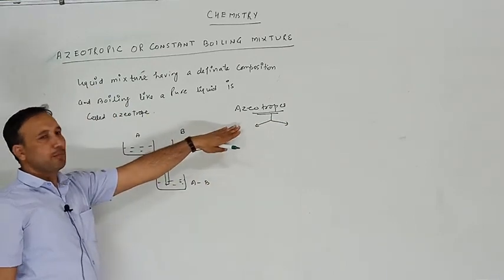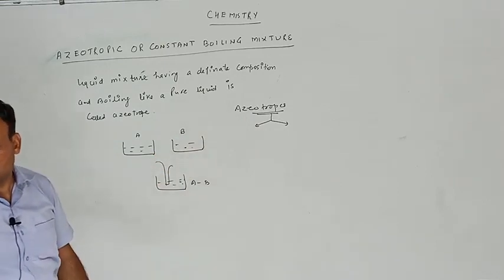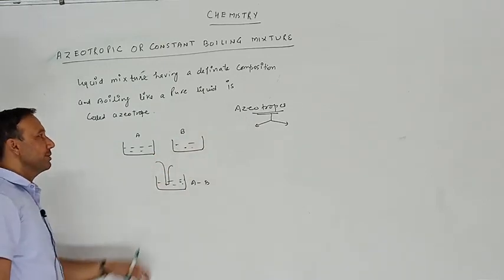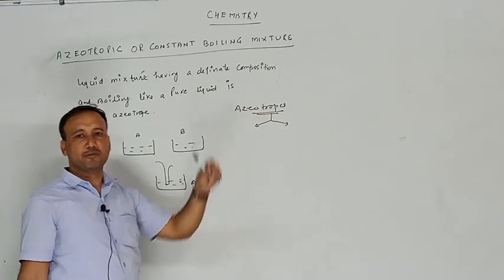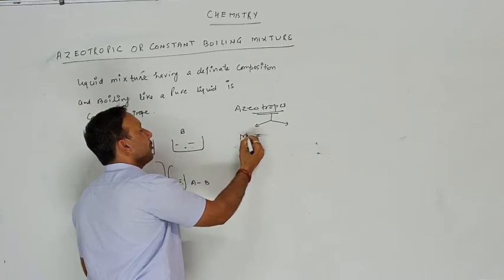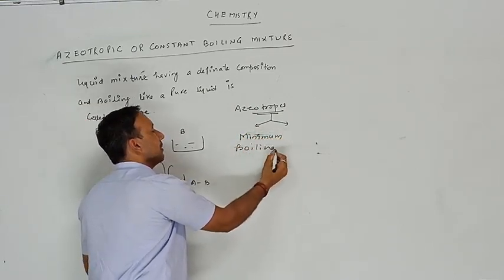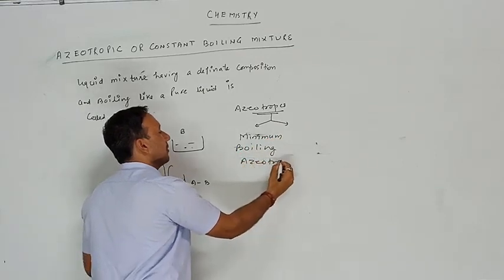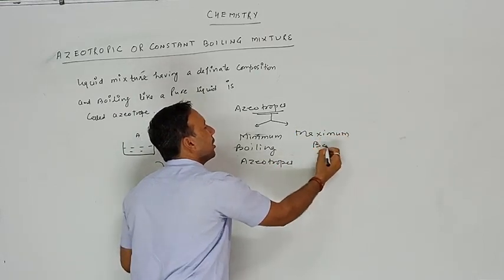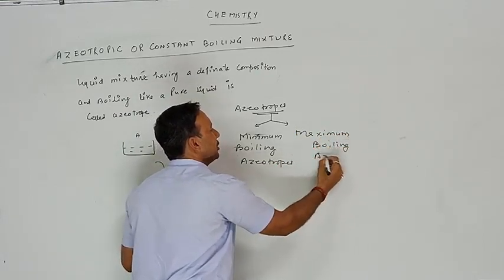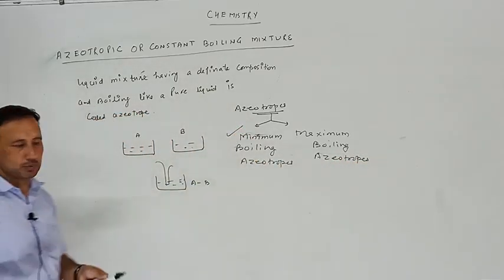There are two types of azeotropes: those showing positive deviation from Raoult's law, which form minimum boiling azeotropes, and those showing negative deviation from Raoult's law, which form maximum boiling azeotropes. First is minimum boiling azeotropes.